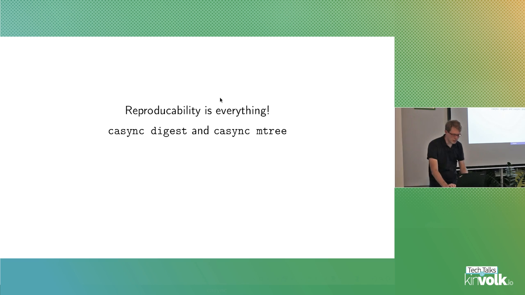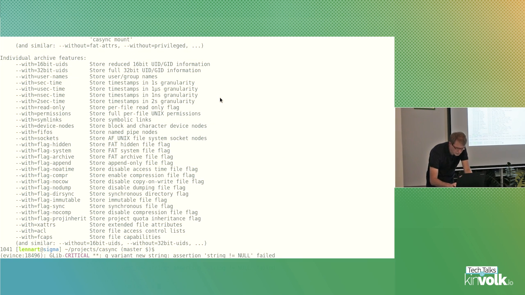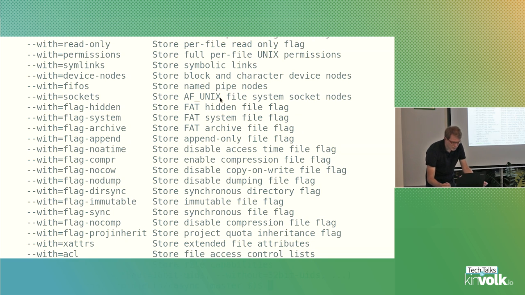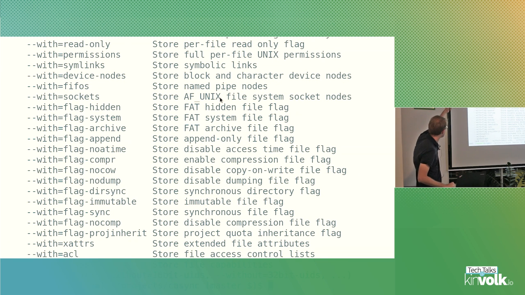I can show you how. Yeah, let's actually do that. So let's come to the demo section. Can you actually read that? If you invoke casync with --help, you get this long help. What's interesting is that it lists all the bits at the end, at least with --with, and then the file system properties that you can choose to include or not include in the archival or digest generation. But let's just invoke it with one command.